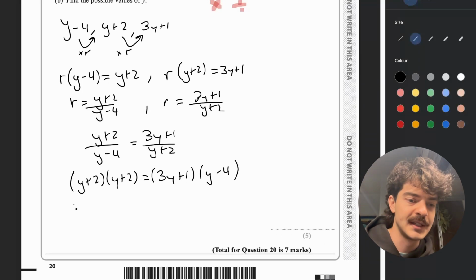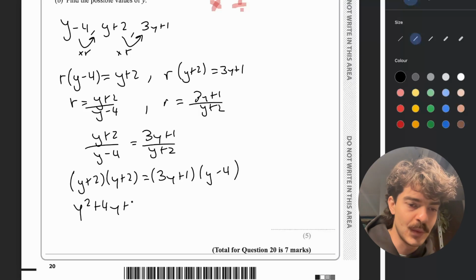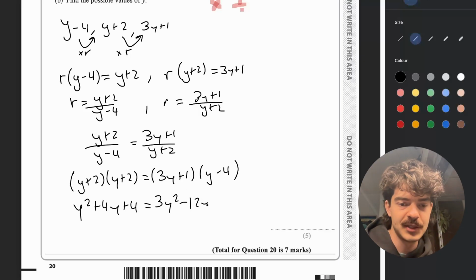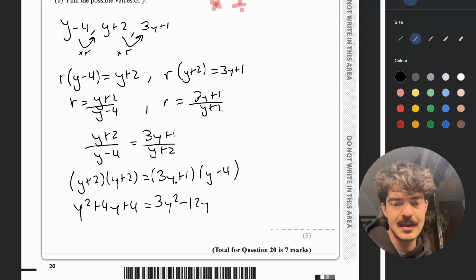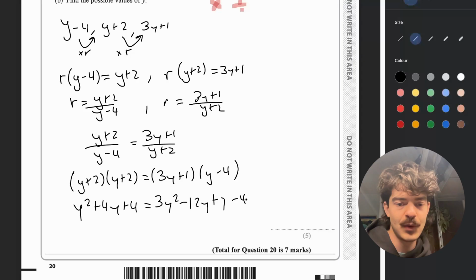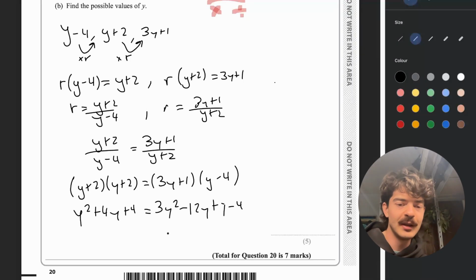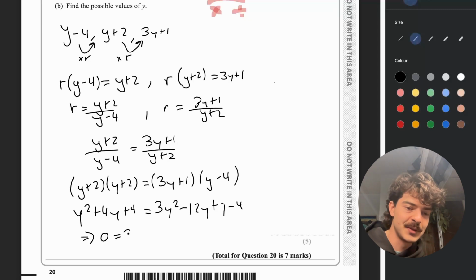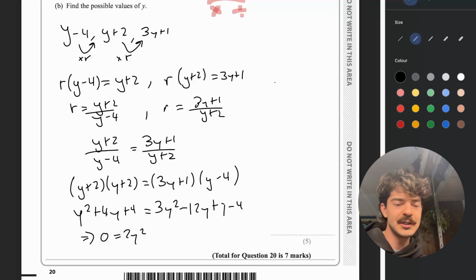On the left-hand side, we're going to get y squared plus 4y plus 4. On this side, we're going to get 3y squared minus 12y, and then, what are we going to get? Plus y minus 4. Okay, so at this point, we've got 3y squared, take away y squared. Therefore, we're going to end up with 0 equals 2y squared plus 4.